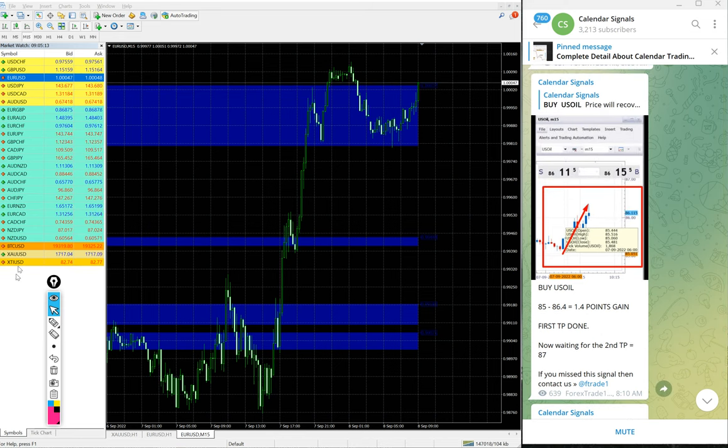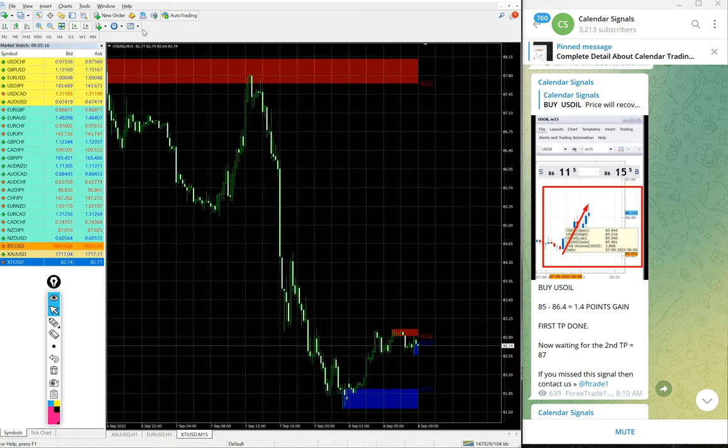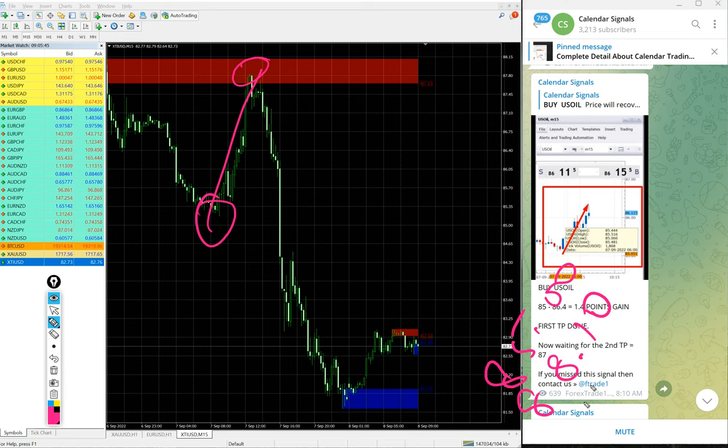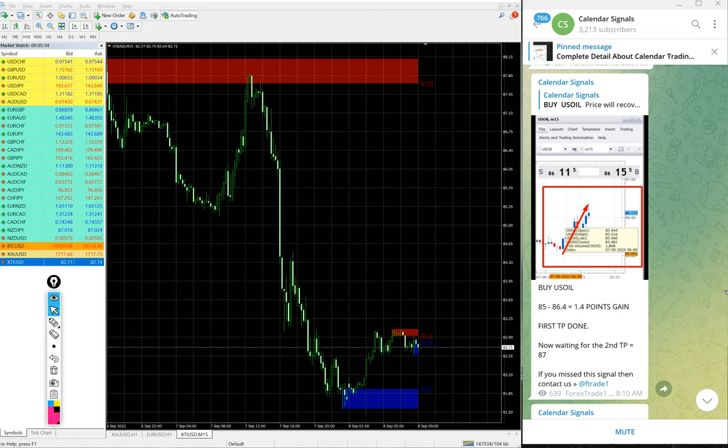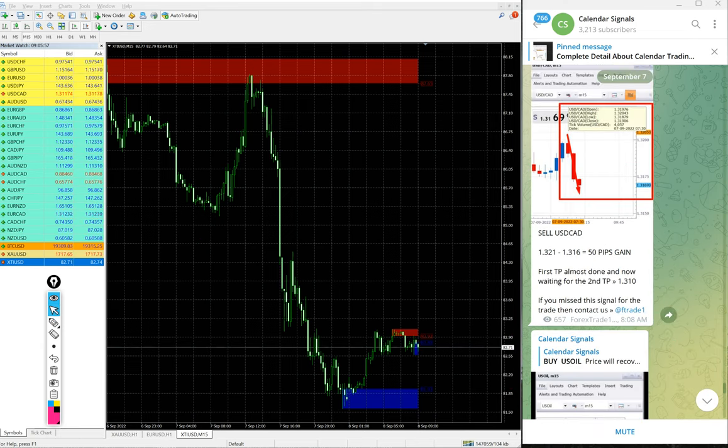Then oil, XTIUSD. In some brokers it is named as oil, in some brokers it is XTIUSD. Oil entry by USOIL we gave, entry at 85 and high traded 88.1, which is 3.1 points gain. Again, a 3.1 point movement on oil is huge profit, 3.1 point gain on USOIL.